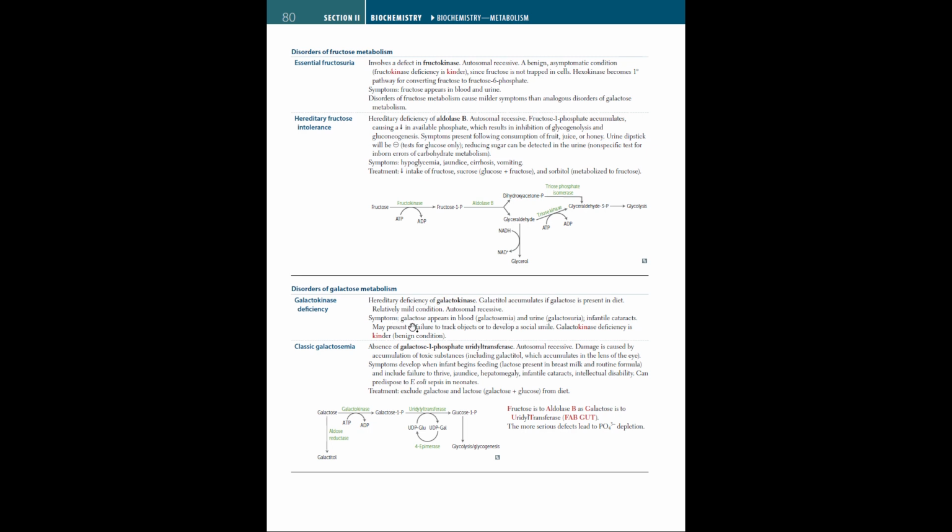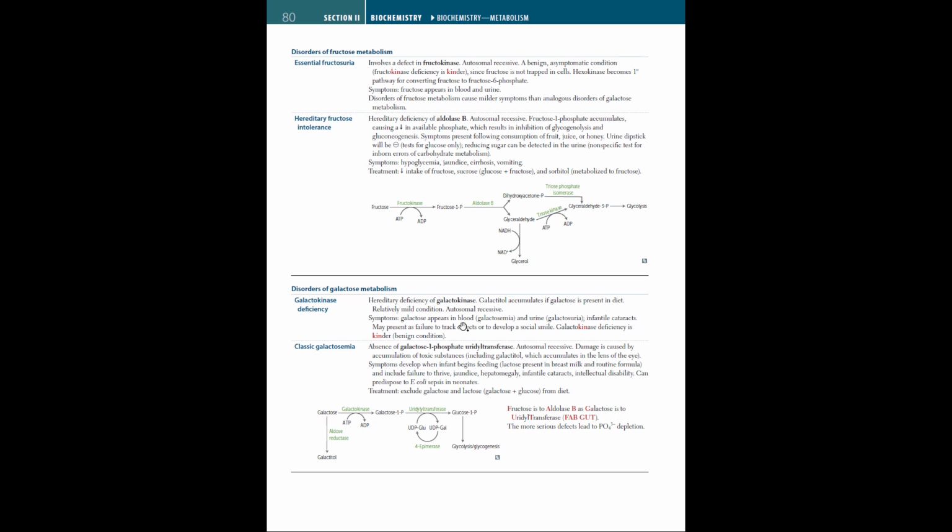The symptoms include galactose appearing in the blood, galactosemia, and urine, galactosuria, and infantile cataracts, and may present as failure to track objects or to develop a social smile. Galactokinase deficiency is kinder. It's a benign condition.